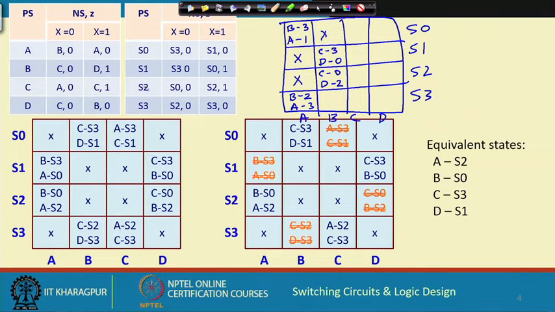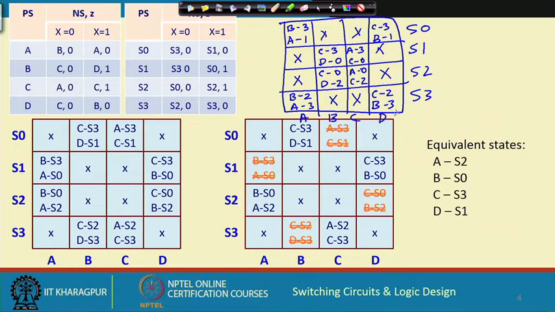Then B and S3, 0100, there will be a cross. C and S0, 0100, cross. C and S1, A S3, C S0. C and S2, A S0, C S2. C and S3, they are different, cross. D and S0, C S3, B S1. D S1 different, D S2 also different, D S3, C S2, B S3.